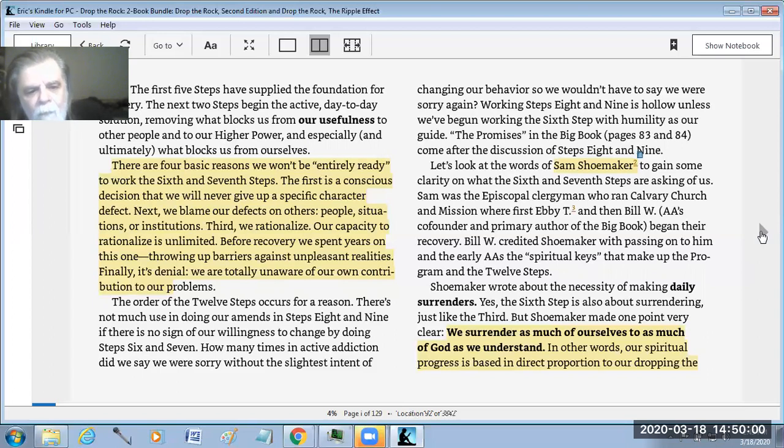The order of the 12 steps occurs for a reason. There's not much use in doing our amends in steps 8 and 9 if there is no sign of our willingness to change by doing steps 6 and 7. How many times in an active addiction did we say we were sorry without the slightest intent of changing our behavior so we wouldn't have to say we were sorry again? Working steps 8 and 9 is hollow unless we've begun working the 6th step with humility as our guide. The promises in the Big Book, pages 83 and 84, come after the discussion of steps 8 and 9.